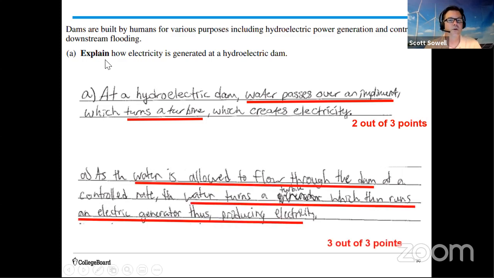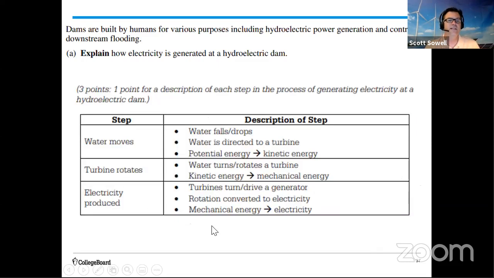So again, if you see the word explain, you need to be sure that there's enough verbiage and detail to really explain what they're asking for. So here's the rubric for that. So there was 3 points of this. 1 point for talking about the movement of the water, 1 point for spinning the turbine, and 1 point for having the generator make the electricity.